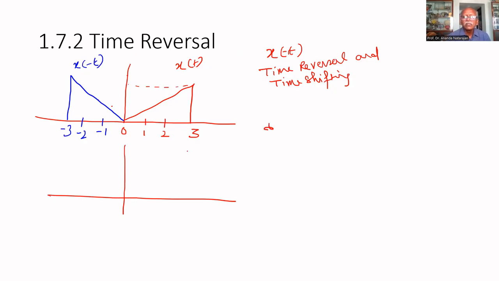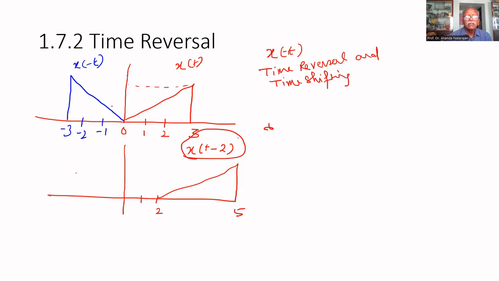What is x of t minus 2? Here, delay of 2 seconds. That's why the signal will start, instead of 0, it will start at 2 and end at 5. This is x of t minus 2.